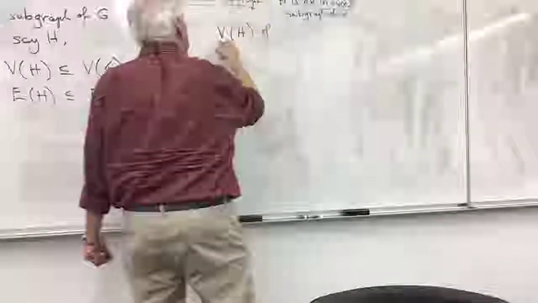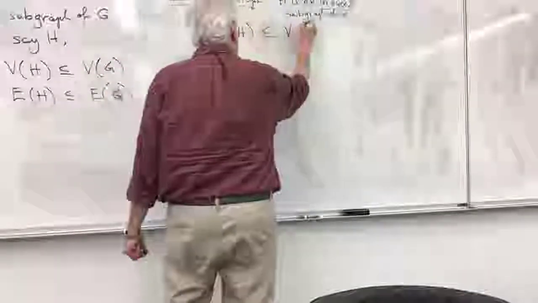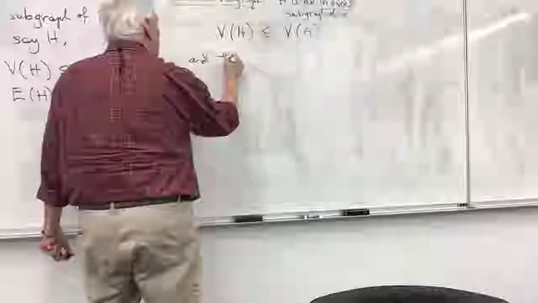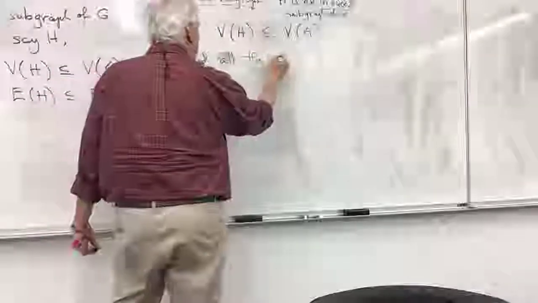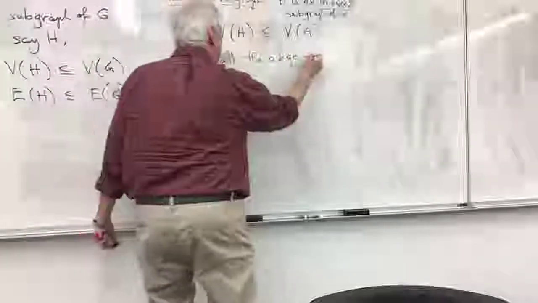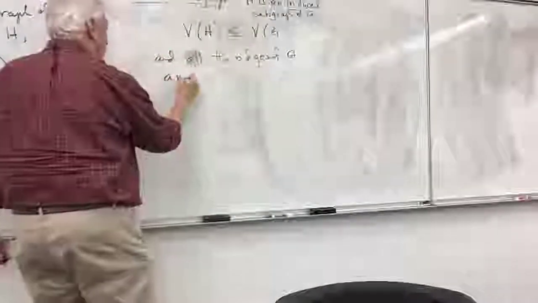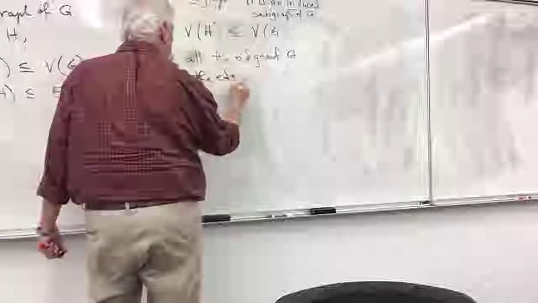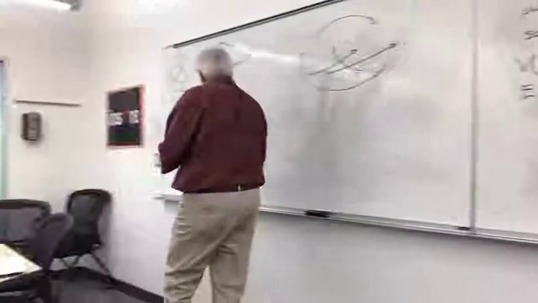If V(H), the vertex set of H, is a subset of the vertex set of G, and all the edges of G are the edges of H. Okay, so let's go back to the Petersen graph for a moment.